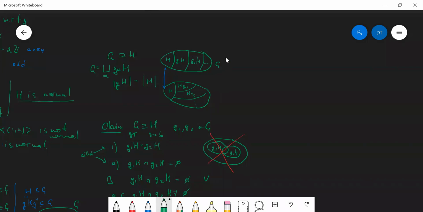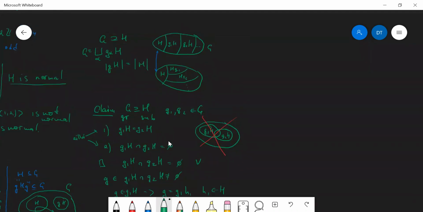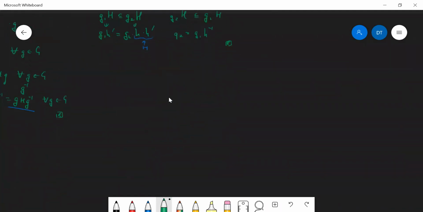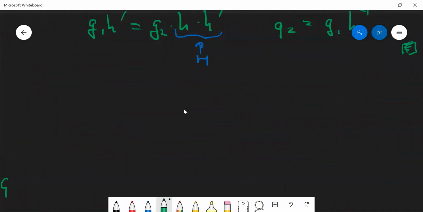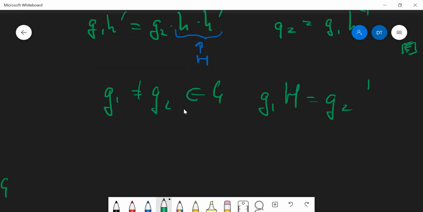So what I've shown here is that every group is divided into a disjoint union of cosets. So every element of a group, because of this claim, belongs to exactly one coset. And now I want to make a remark. It may happen that you have two different elements in a group, but their cosets are the same.